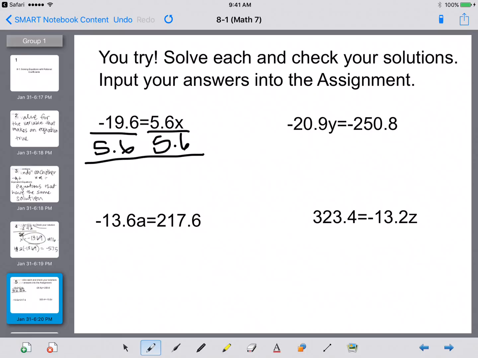So going from left to right here, we have negative 19.6 divided by 5.6. And that gets us a negative number because a negative divided by a positive is a negative. And 3.5. Our 5.6's cancel each other out. And so x is negative 3.5. We want to go back and check our solution.